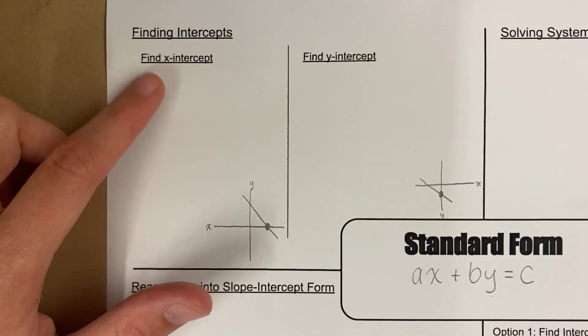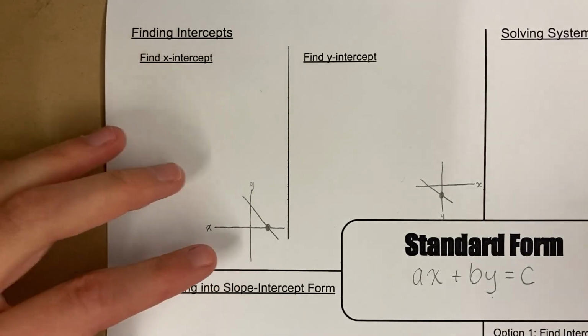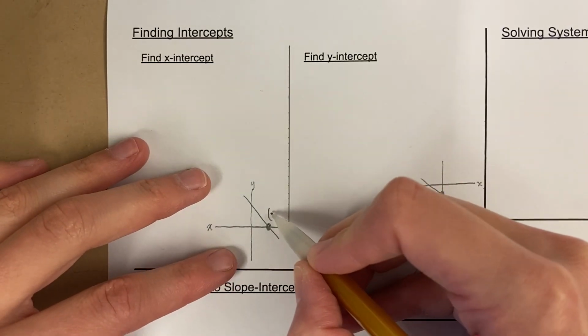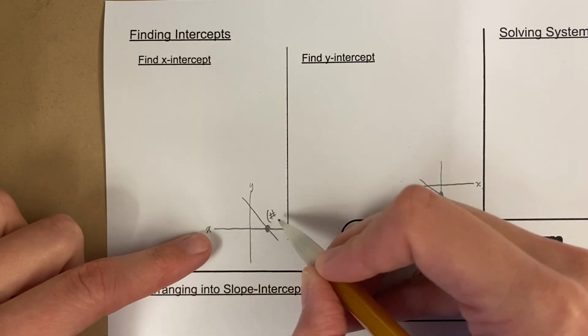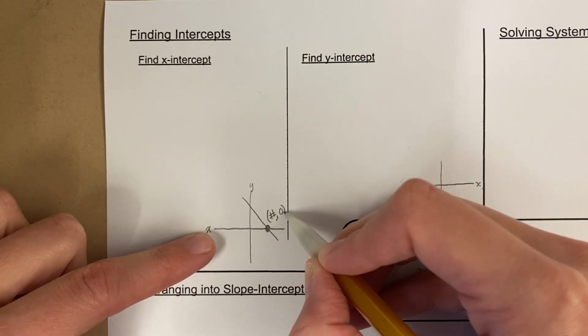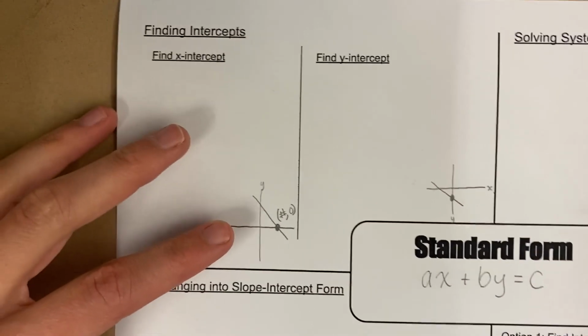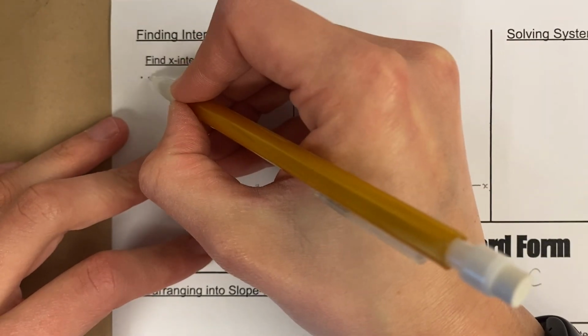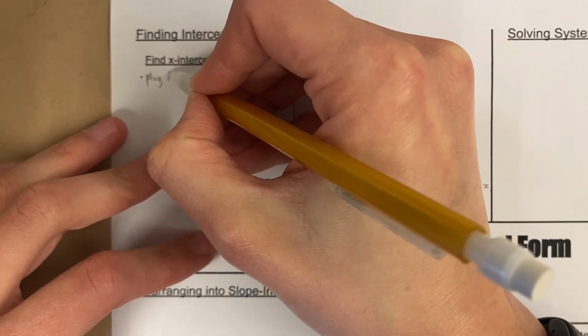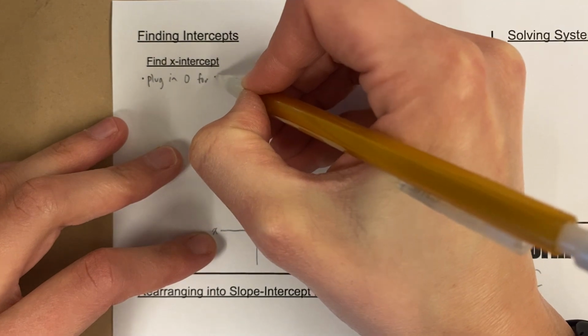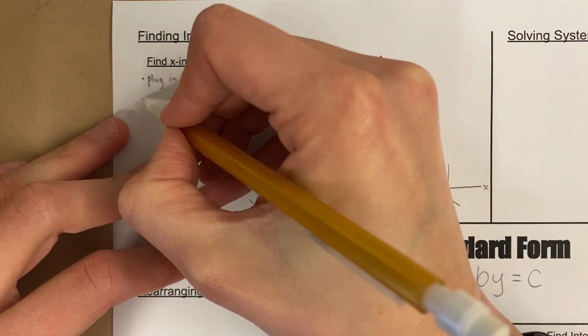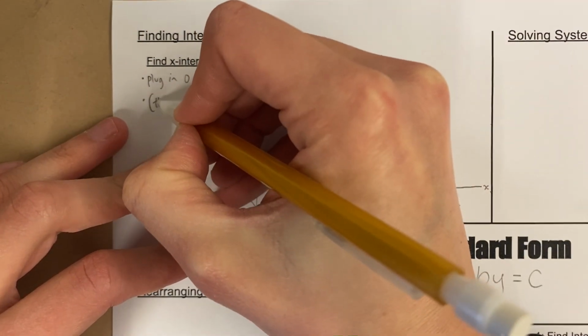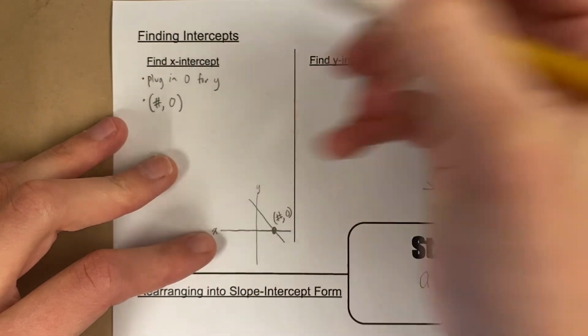So if I want to find the x-intercept, what I have to remember is that this point right here is going to be a number, the x value, but the y value is going to be 0. So in order to find the x-intercept, I'm going to plug in 0 for y, okay? And my answer is going to look like this. It's going to be a number, and then that 0 that I plugged in for y.